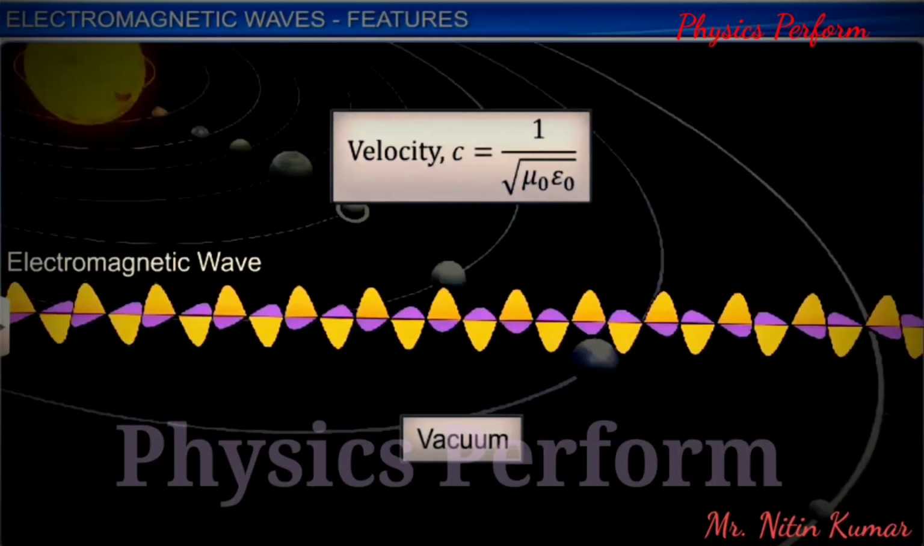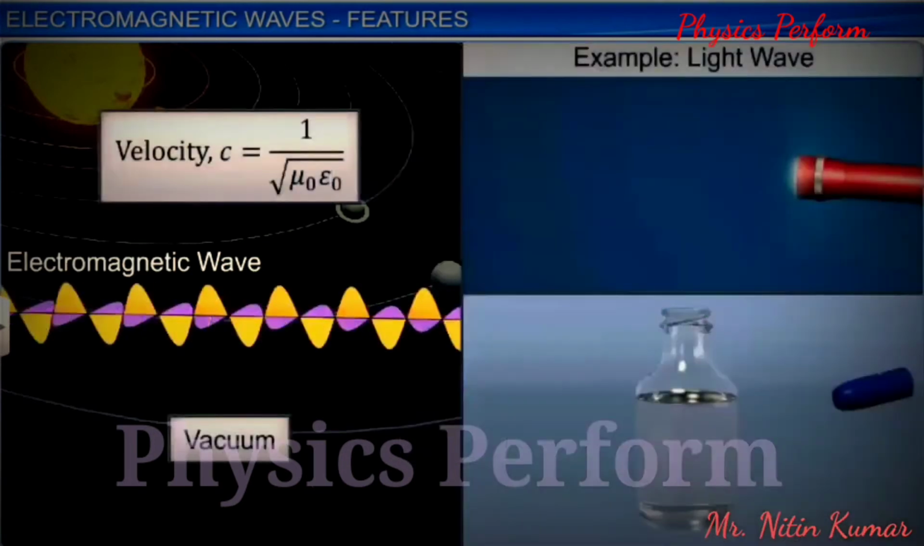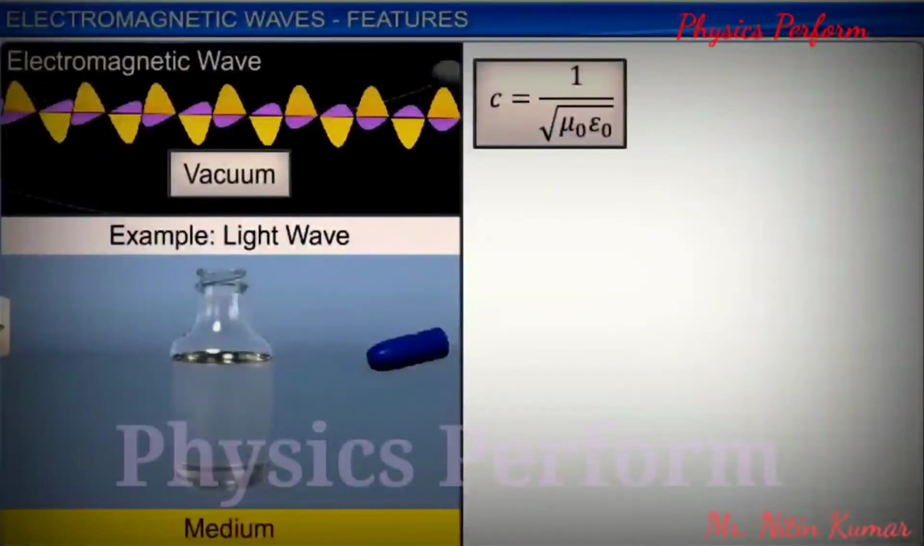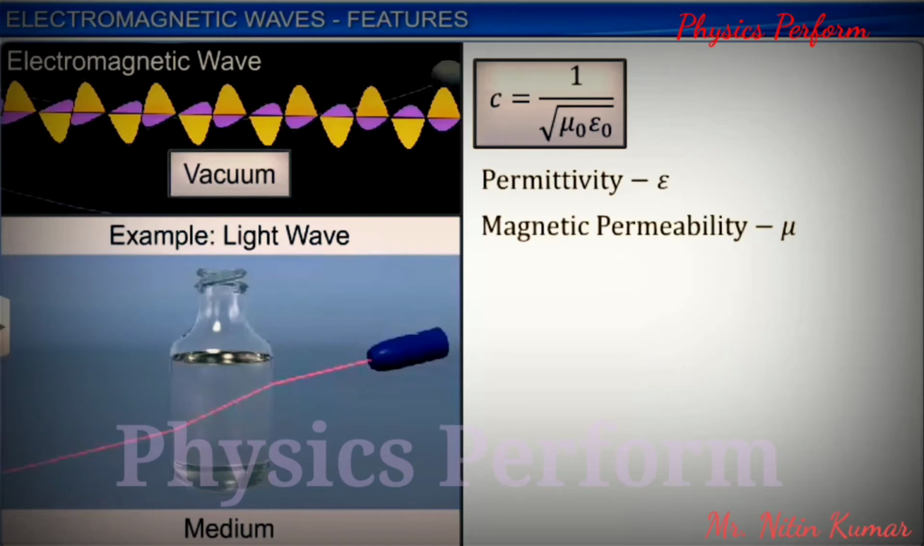Electromagnetic waves can also propagate in a medium. For example, light is an electromagnetic wave that can propagate in vacuum and in media like glass and water. When the electromagnetic wave propagates in a medium, the electric field and the magnetic field of the wave are described in terms of permittivity epsilon and the magnetic permeability mu of the medium.